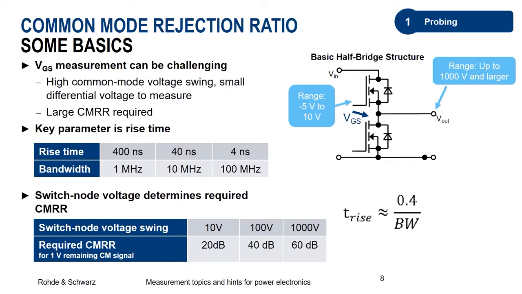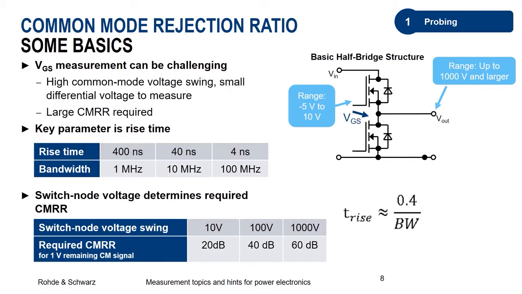This means a high common mode rejection ratio is required. Now, what is important to consider here? Number one, the first thing is to understand the bandwidth of your signal, and the bandwidth of your signal depends only on the rise time. You can approximately say that 0.4 over the bandwidth is the rise time, or vice versa, 0.4 over the rise time is the bandwidth.